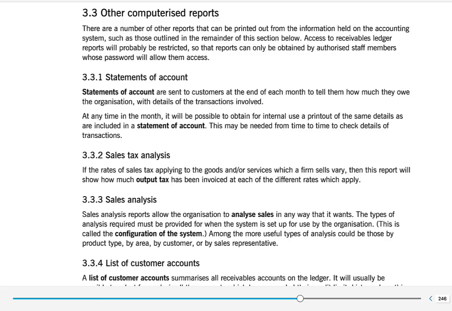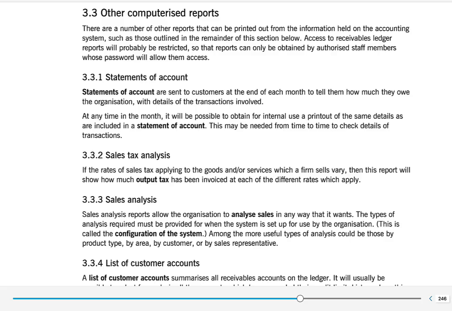Question 1. Which report is best for reminding customers of the full list of invoices and payments over a month? Answer, you should say the statement of account. Question 2. Which report helps management see sales performance by product or by customer?